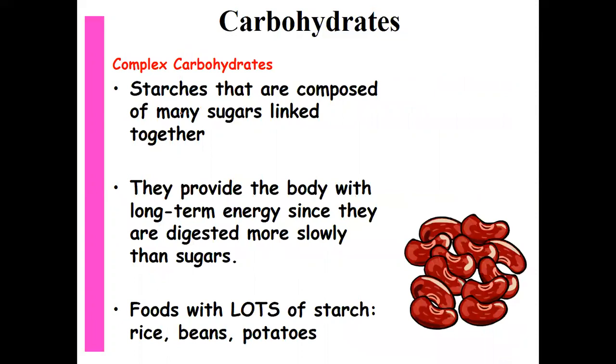And the complex, which is starches that are composed of many sugars linked together. If you still remember, I mentioned to you before that glucose is the smallest form of carbohydrate. Let's say this is a glucose molecule. Then when the glucose molecules are linked together, they form a long chain, which will form a more complex carbohydrate. So this is what makes it complex.